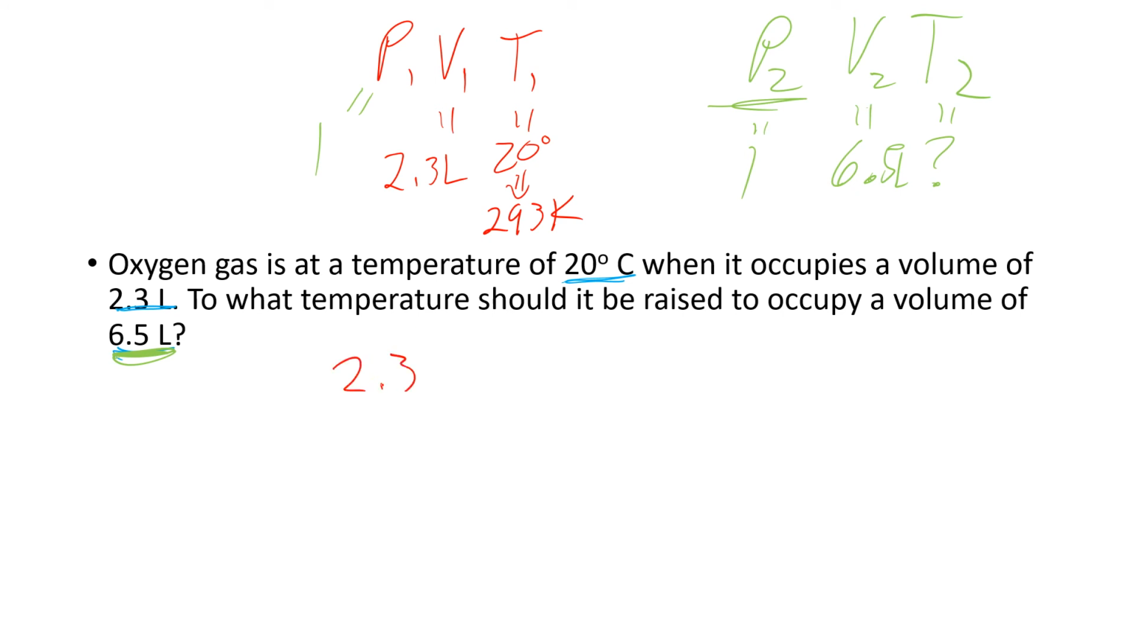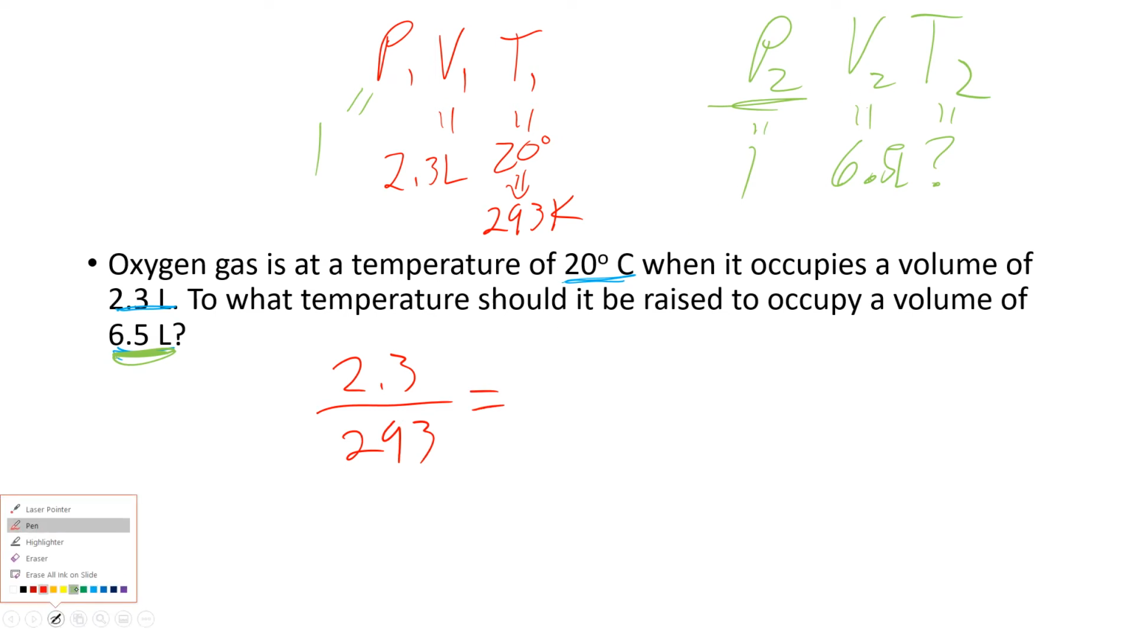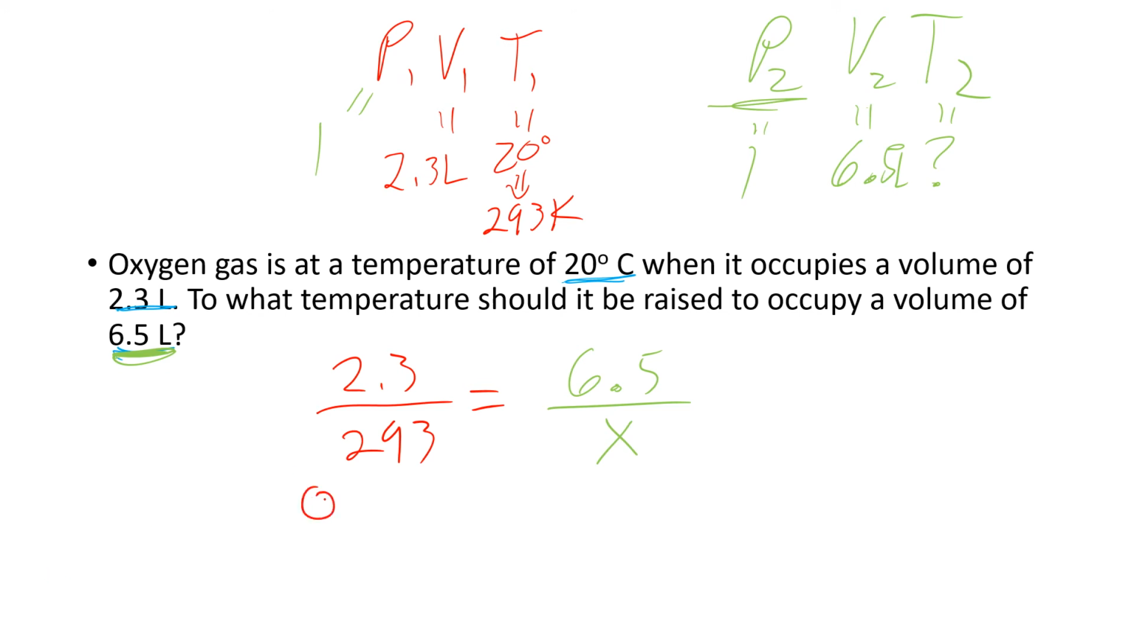So 2.3 divided by T1, which is 293, is equal to V2, which is 6.5 divided by X, which is what we're looking for. So here you can cross multiply if you want. You can multiply the X over there and then divide by that, however you want to do this. 2.3 divided by 293 is going to give me 0.00784. So in red, 0.00784 is equal to 6.5 over X.